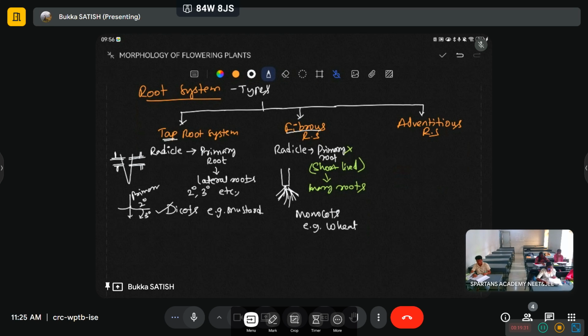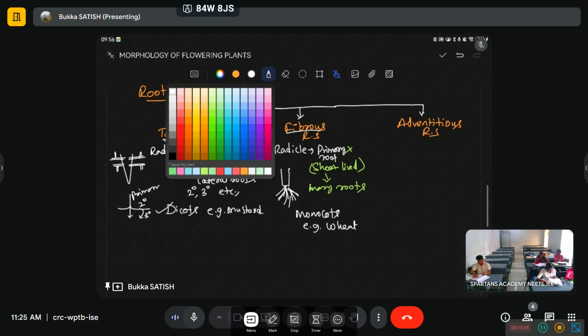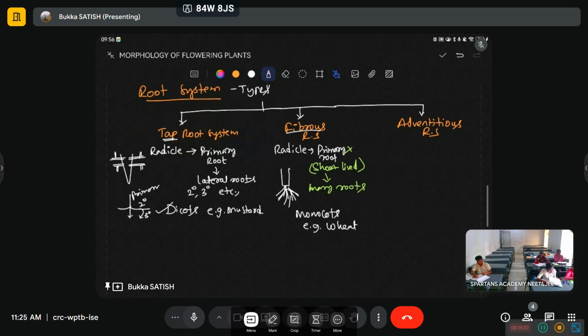Next, adventitious. Now see what is common between the taproot and fibrous root system: radicle is the one which is giving the primary root. But the only difference is what? Here the primary root is persistent, and will be giving the branching network. In the second case, the primary root actually disappeared. But definitely primary root developed in both the cases from radicle only.